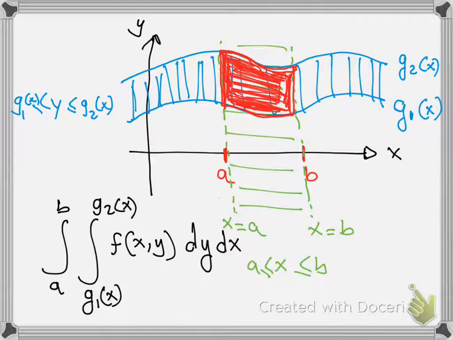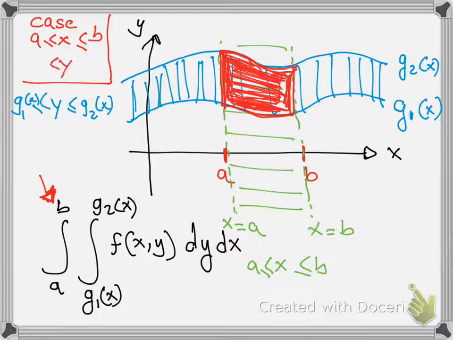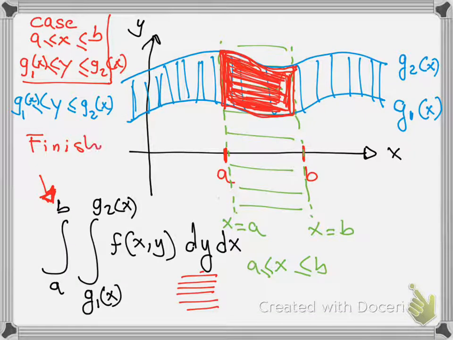Okay, so the order of integration here is really important. This is the case where your x is between two constants, and your y is between two functions. If your x is between two constants and your y is between two functions, first you need to integrate with y and then with x. You need to finish with the constant, so you need to put the constant at the end here, okay? So first you integrate with respect to y and then with respect to x.